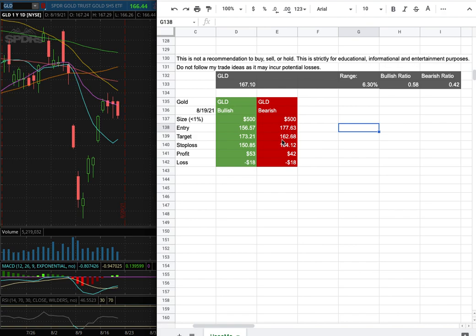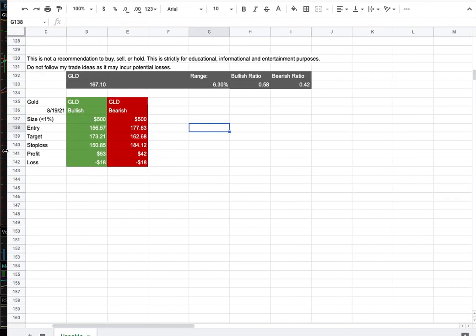$177.63. My sell target is at $162.68, and my stop loss is at $184.12. So whichever entry price were to hit first, that will be my position of the week.